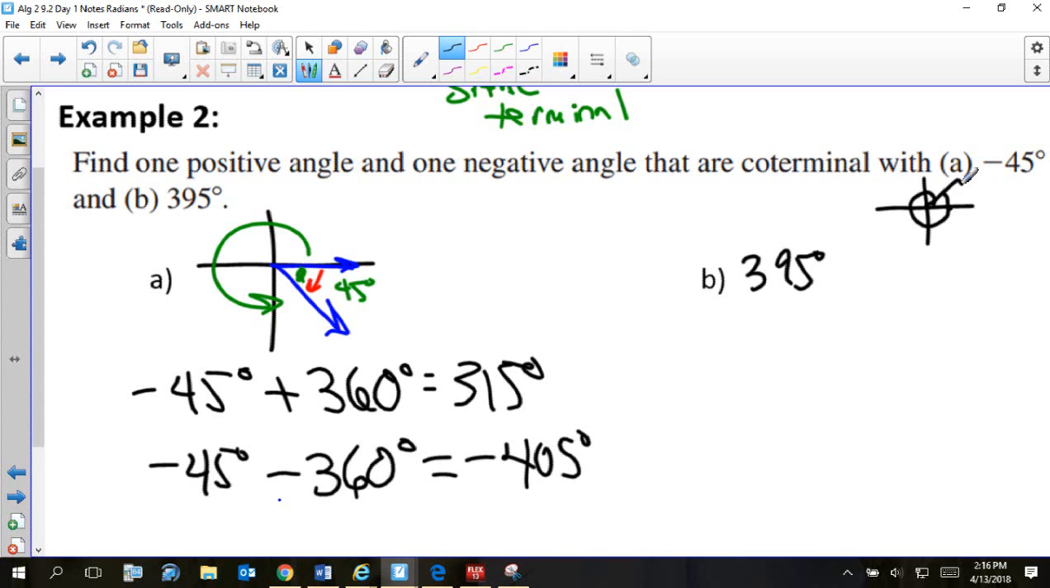395 minus 360. Do it. Did you get an answer? Can't hear you. 35, excellent. So is that my positive answer or my negative answer? Oh, that's a positive answer. So how am I going to get a negative answer?